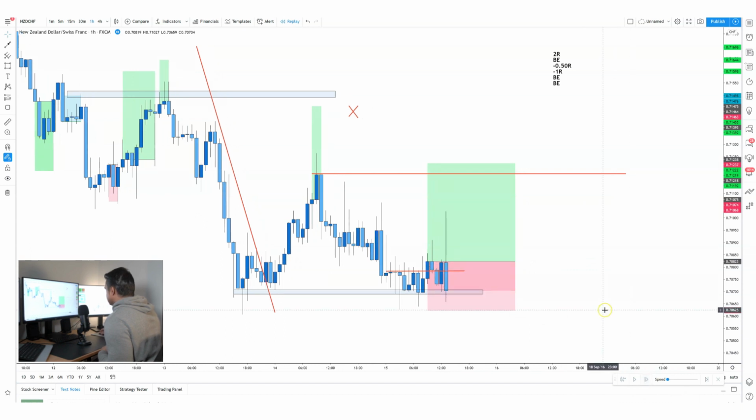Oh my life, this pair, New Zealand dollar Swiss franc, I just cannot believe it. I should suspect this with the news that happens while I'm sleeping. This is why I don't trade this pair. Absolute nightmare.